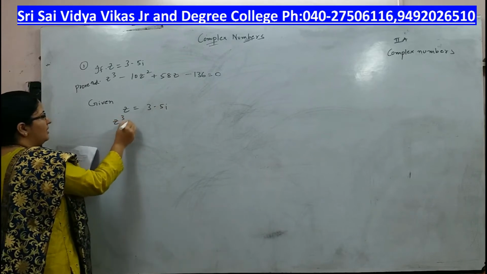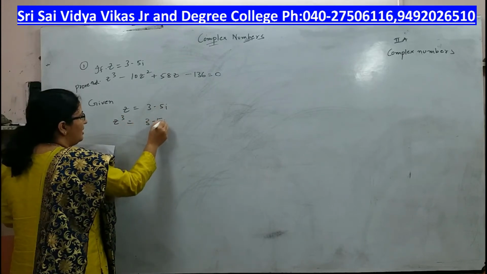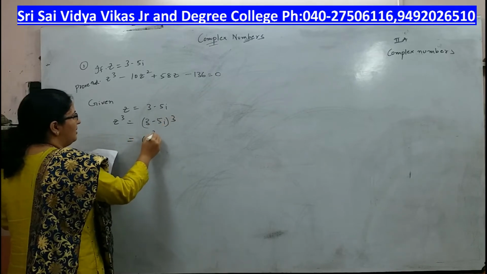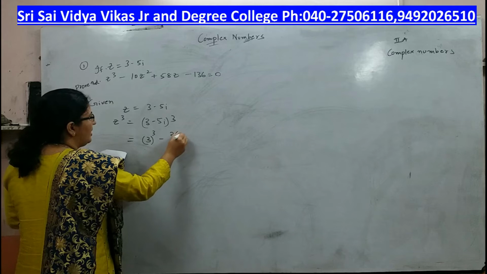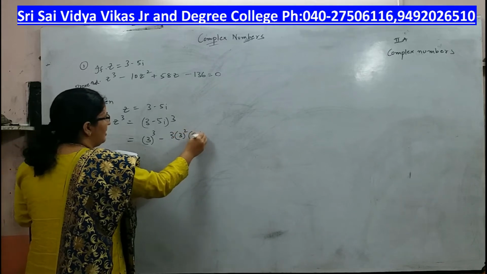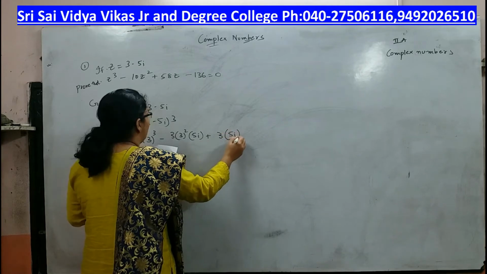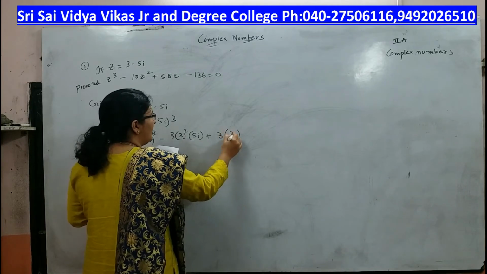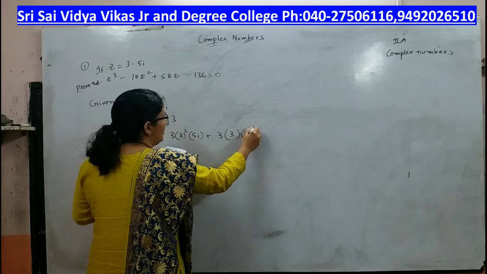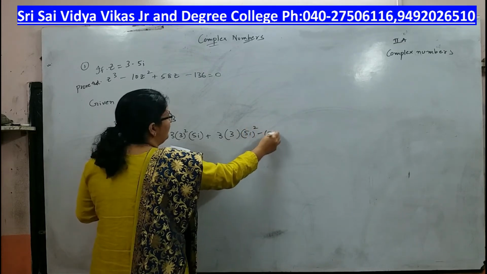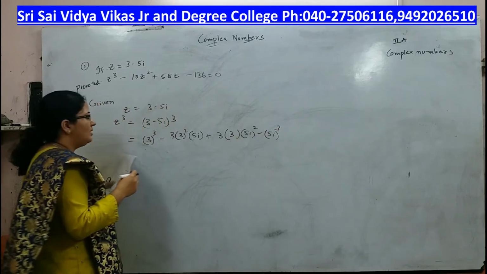What is z cube? 3 minus 5i whole cube. So that is a cube minus 3a square b plus 3ab square minus b cube. This is what you have.